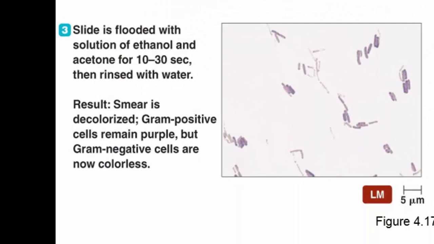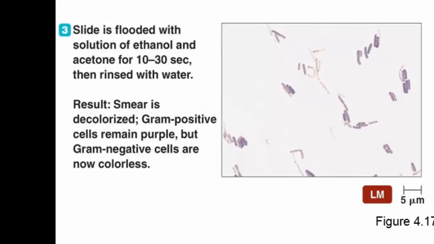Slide 3, the slide is now flooded with a solution of alcohol and acetone. This is for 10 to 30 seconds. I'll show you how to do this in the lab. Literally, you'd go drip, drip, drip, wash with DI water. The result is the smear is decolorized. If we look at the slide at this point, the gram-positive cells remain purple, but the gram-negative cells we can no longer see. What happened?